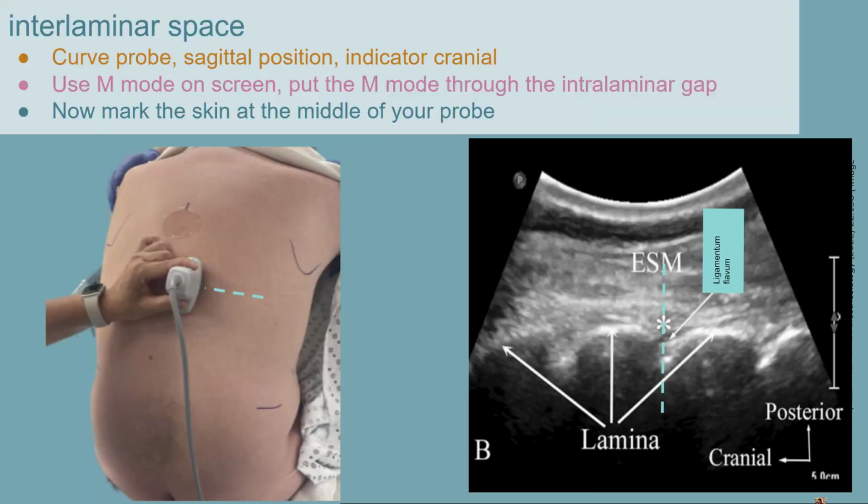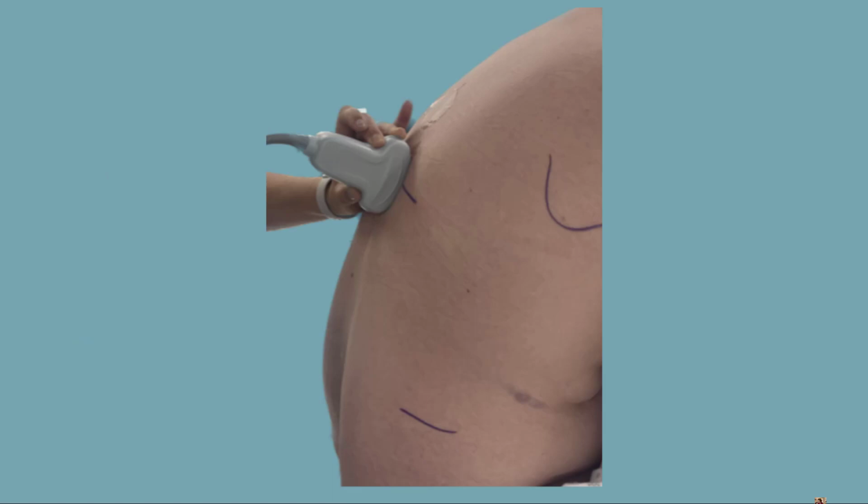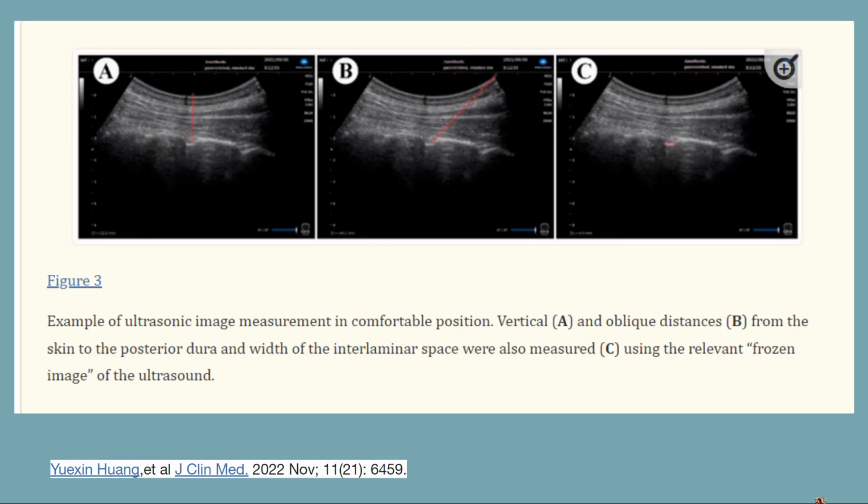So this is what it will look like in real time. You'll have your patient nicely positioned. You'll have your curved probe in the sagittal position. You'll have your indicator cranial. You'll use your M mode on screen. You put the M mode through that interlaminar gap, and you mark the skin at the middle of your probe. And once you've put the mark, that is what it will look like. These are all pictures of the skin to lamina here.